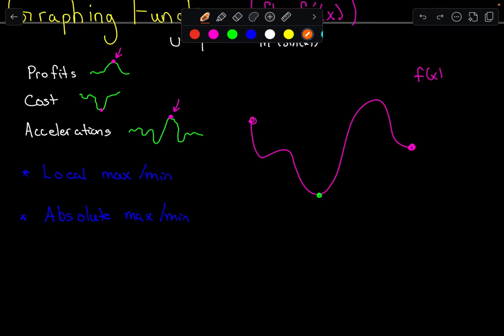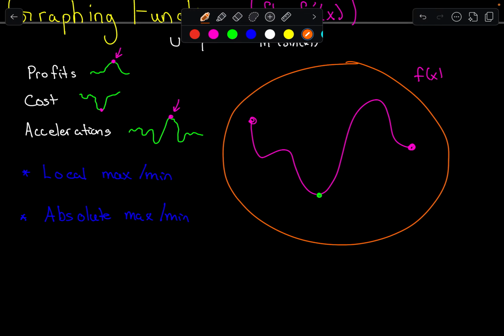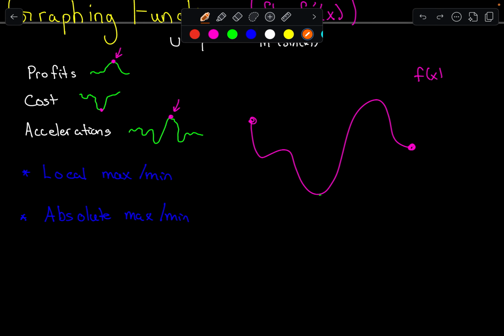Well, an absolute minimum, the word absolute means we are considering every single other possibility, which means that our bubble is no longer going to be this small. It's not what we call local. We are looking at the whole picture. And if in the whole picture this ends up being the smallest y value, then this is what we would call an absolute minimum. And same thing, vice versa for the maxes, right?